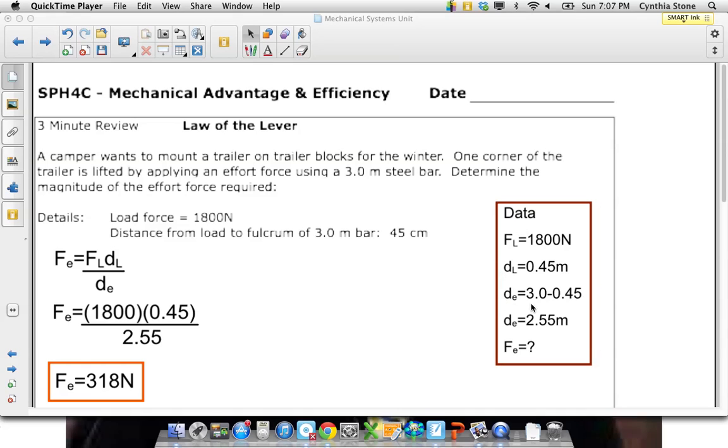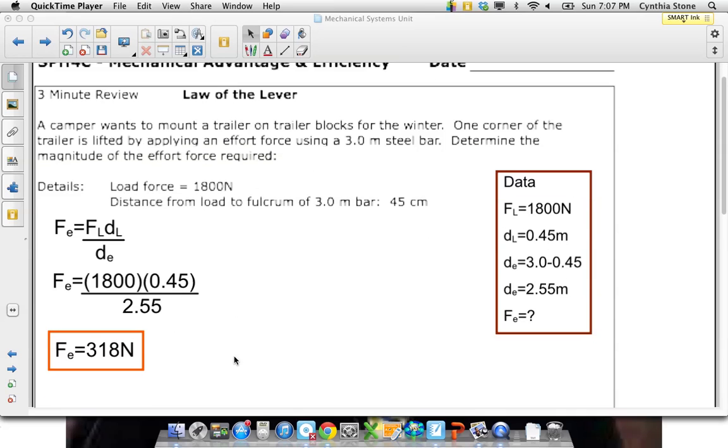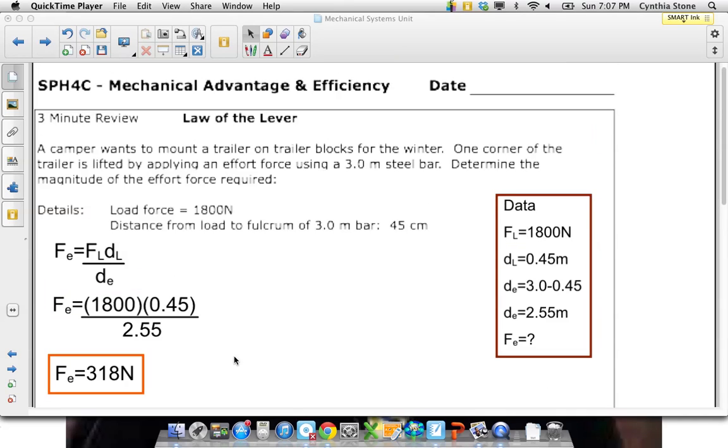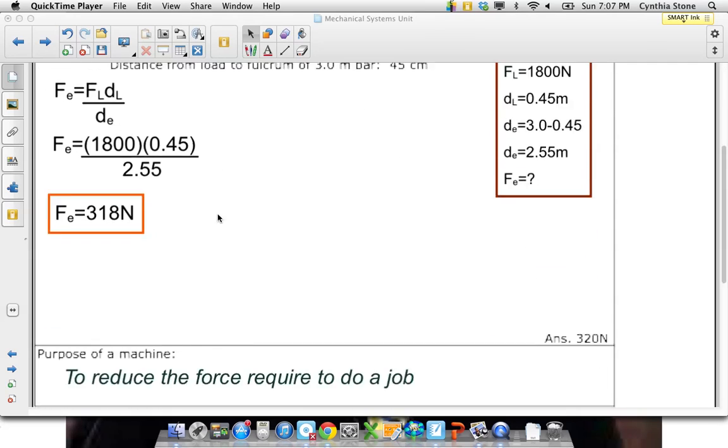The thing to know in this question is that, because it's a 3-meter bar, the effort distance is obviously the difference between 3 and how far the load is from the fulcrum, okay? So we know our DE, and we just sub in and solve for FE. That's the first little bit. We're not on mechanical advantage yet, but looking at the law of the lever.